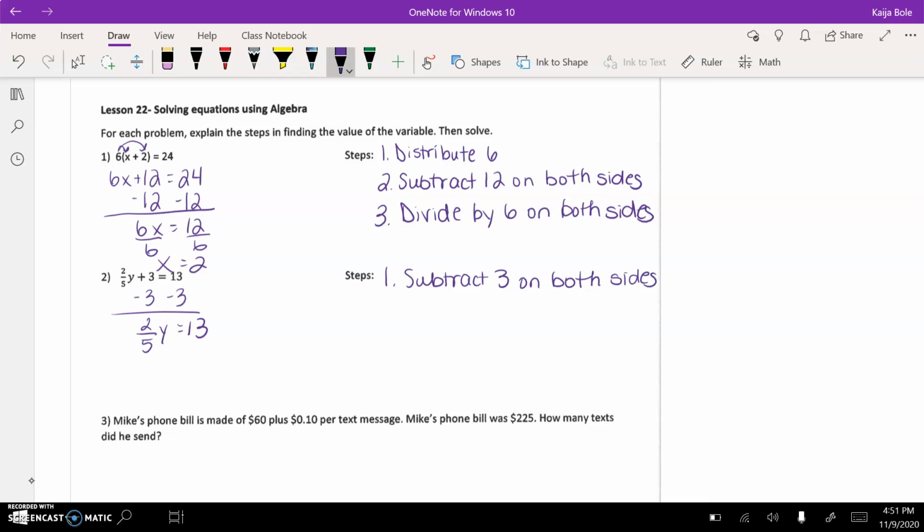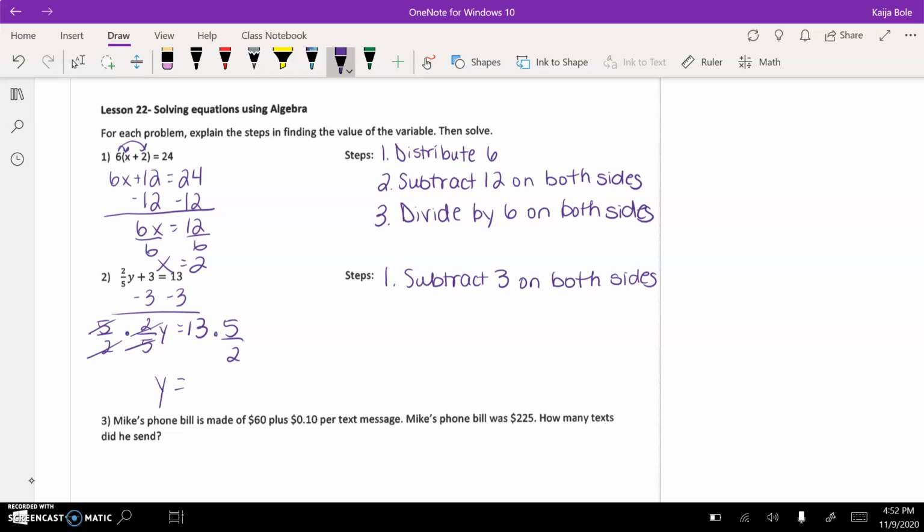Then, now I have this 2/5 y. So this is multiplication. If you're thinking, well, Ms. Bull, I got to divide by 2/5, you are correct. But remember, when we divide fractions, we technically multiply by the reciprocal. So you can just go ahead and do that. Just multiply by the reciprocal, because on the left-hand side, these 5's would cancel, the 2's would cancel, we'd just be left with y.